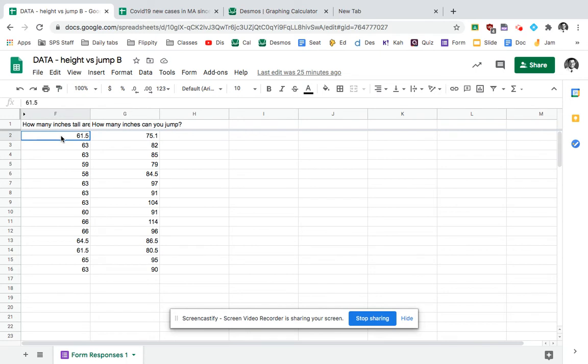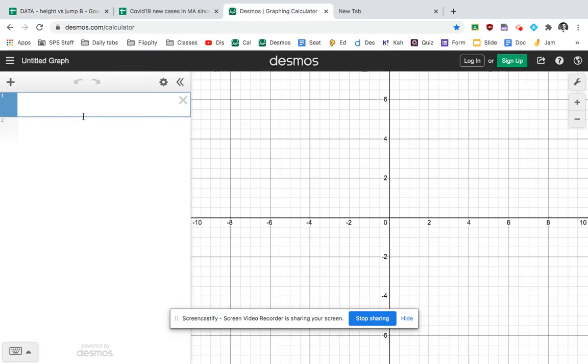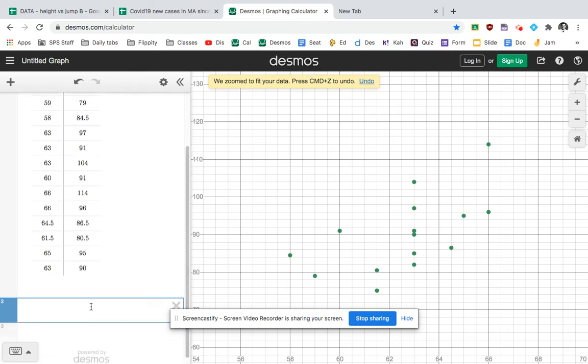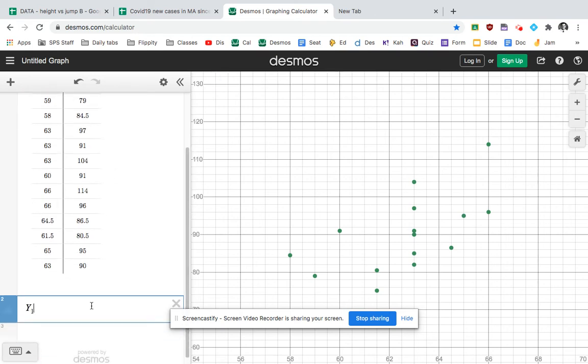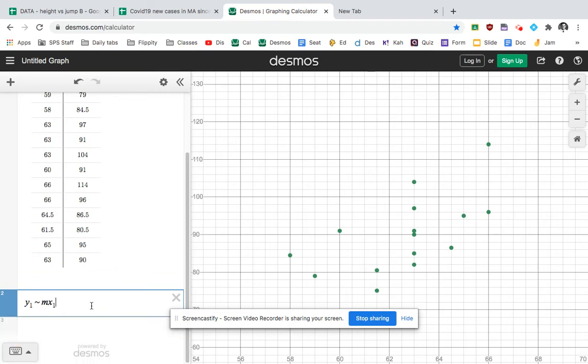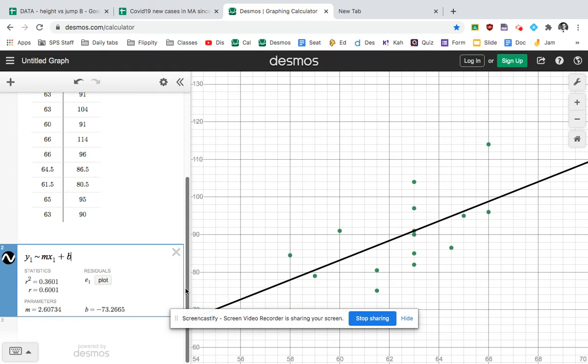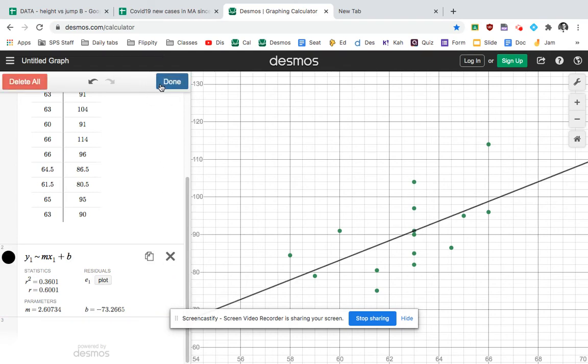So basically, if I want to get to the prediction part, I have to do all that other stuff. So I'm going to Command C. I'm going to go to Desmos, put in my table, Command V, and I'm going to scroll down here. I'm going to make a line of best fit, y1 squiggly line mx1 plus b. Okay. So then I'm going to come down, and I don't know if I can do it here yet. No, won't let me make a table yet.